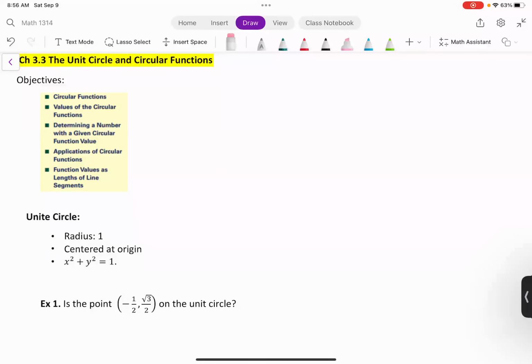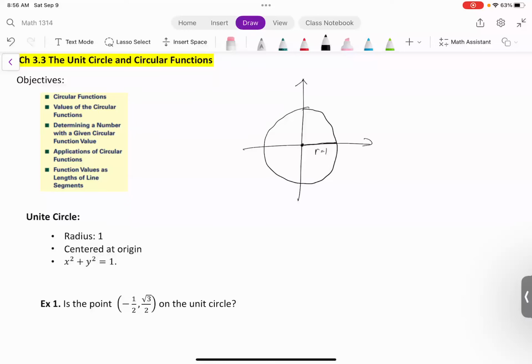In this video we are learning chapter 3.3, the unit circle and the circular functions. What is the unit circle? If I have a circle, I put it in standard position. Here is the center. So a unit circle means the radius of the circle is 1. So r equals 1.